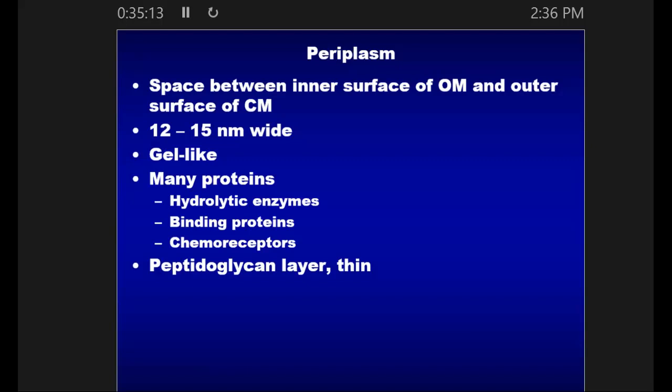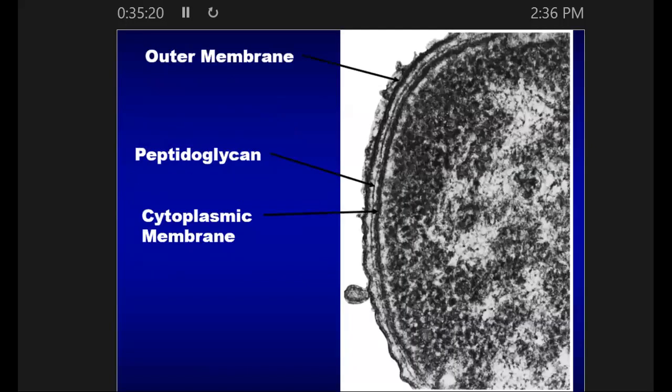Okay, so very different. Gram-positive cell wall structure and gram-negative cell wall structure, very, very different. Here you're seeing the gram-negative under the electron microscope. So you can barely see that thin layer of peptidoglycan sandwiched in between the outer membrane and the cytoplasmic membrane.